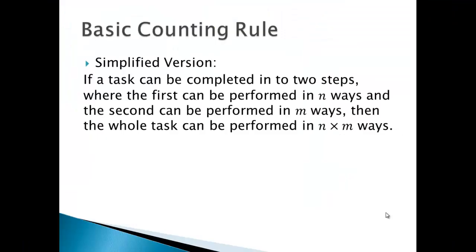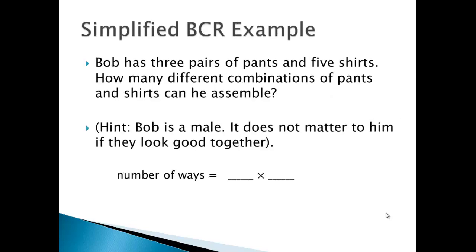The first technique that we want to look at is known as the basic counting rule, and in its simplified version it says this: if a task can be completed in 2 steps, where the first step can be performed in n ways and the second can be performed in m ways, then the whole task can be performed in n times m ways. Let's take an example of that.